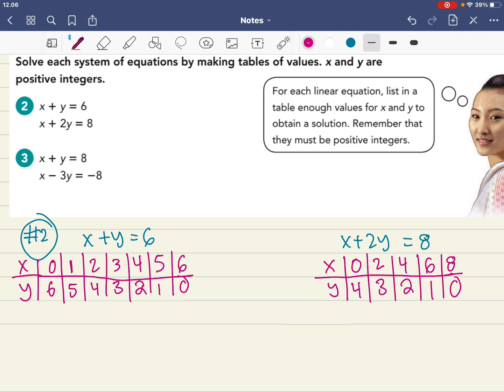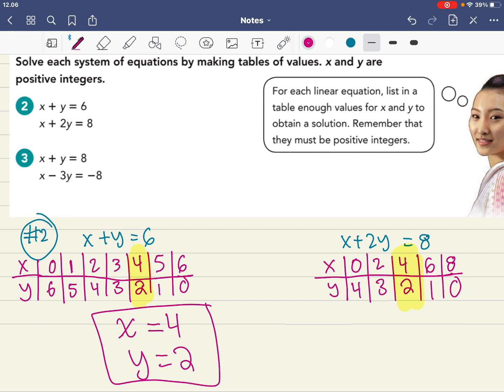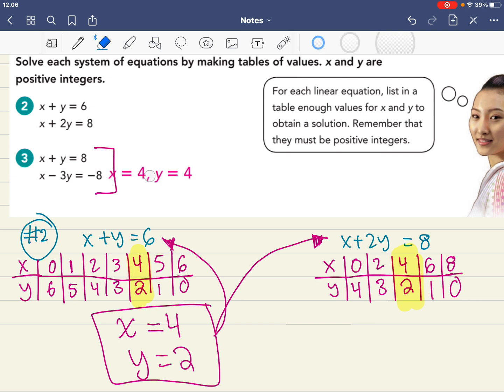Alright. So, do you guys notice any common pairs here? I see one of these. So yeah, there's this one solution. So that means when x equals 4, y equals 2. That's our solution. So when x equals 4, y equals 2, in both of these equations, which is cool, right? So yeah, do the same for number 3. And then you will get x equals 4 and y equals 4.